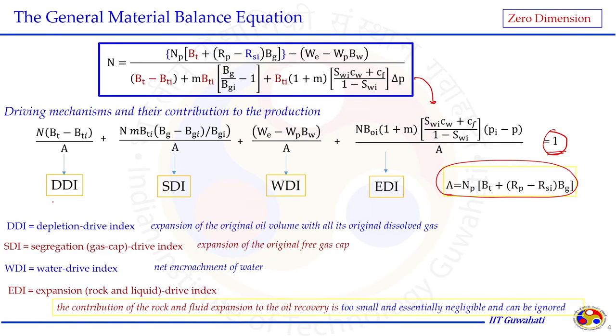Depletion drive mechanism, that is DDI. This is because of the expansion of the original oil volume with all its original dissolved gas. Second is SDI, that is the gas cap drive mechanism. WDI is the water drive mechanism. And EDI, because of the expansion of the rock and the liquid, the contribution of this expansion is going to produce the reservoir fluid to the surface. The contribution of rock and fluid expansion to the recovery is small and essentially can be ignored in the derivation.